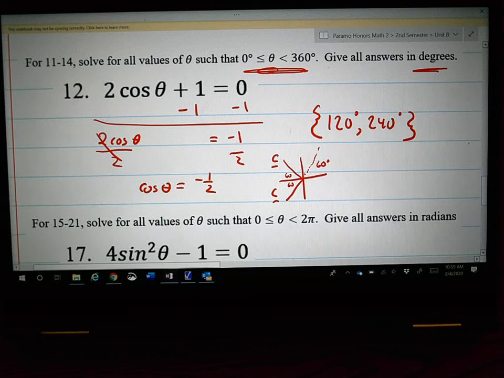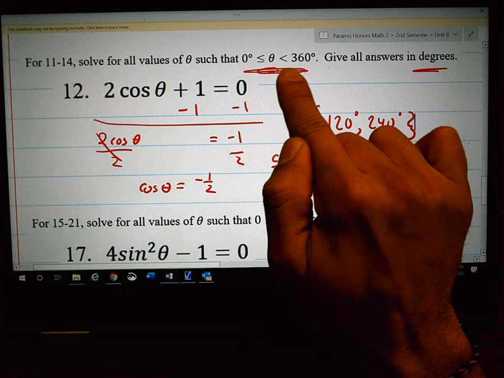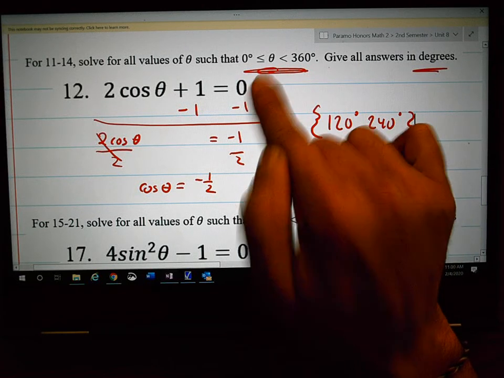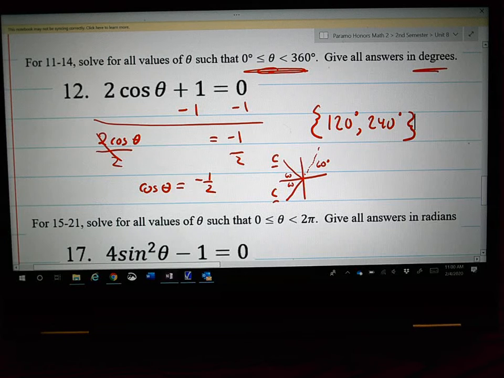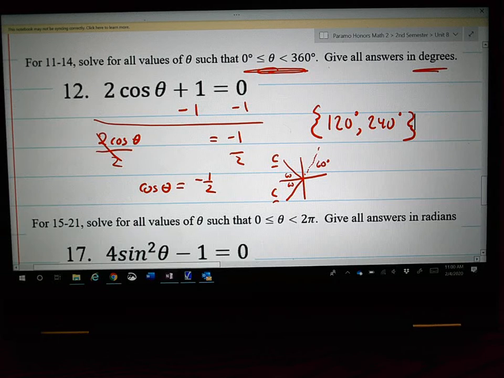Why couldn't it be negative 120, negative 240? Or do the brackets say that? Well, let me point to something. If you were in a trig class, I could say, hey, find me an angle between negative 360 and 0 degrees. Then those answers would be valid. But not if I say between 0 and 360. I only want positive angles, one that's within the first revolution.